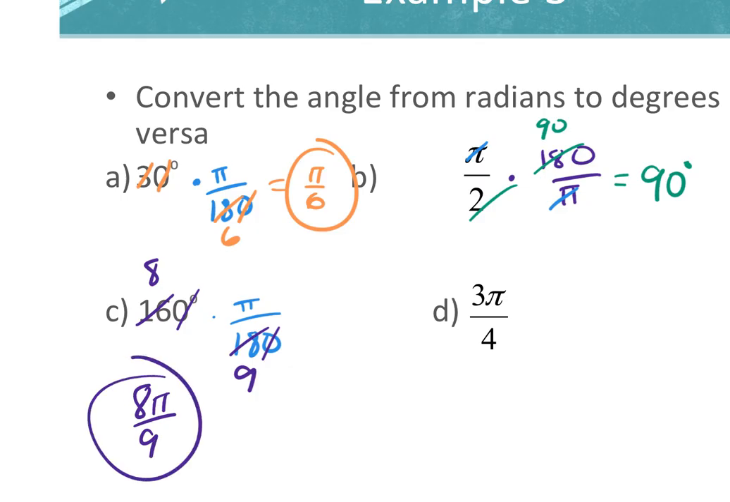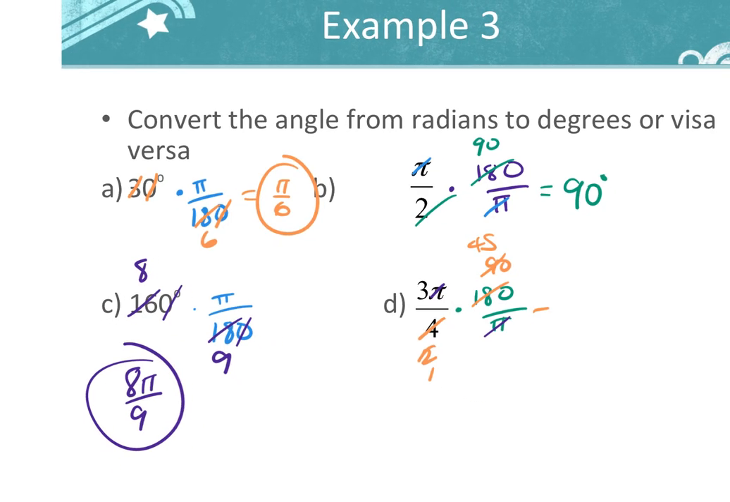And then back to radians. 3 pi over 2 times 180 over pi. Pi's cancel. 4 goes into 180. I can start with 2 if you want. 2 and 90. And then 1 and 45. 3 times 45 is 105. No. 45 times 3 is 135.